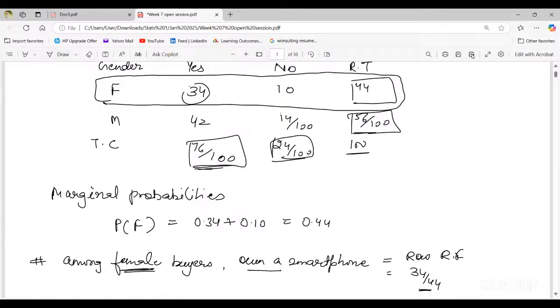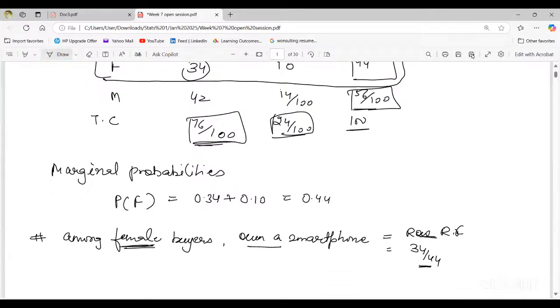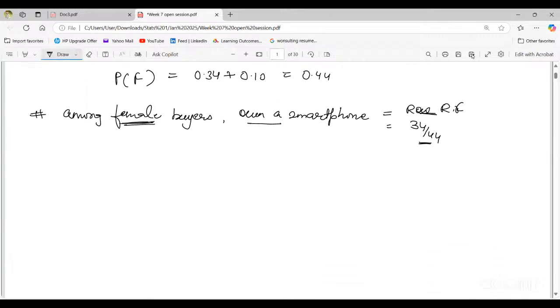So in earlier cases, we were finding out row relative frequency, but now it is basically my conditional probability. In short, what is a conditional probability? It is basically when we determine the probability when some partial information is given. So among female buyers, this is my partial information. Now we have to find out this probability with the partial information that we have been given. So this is my conditional probability. Got my point? Yes, ma'am.